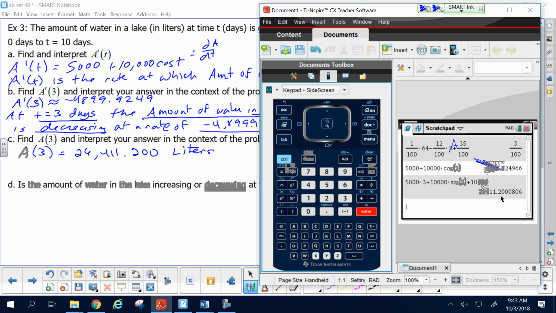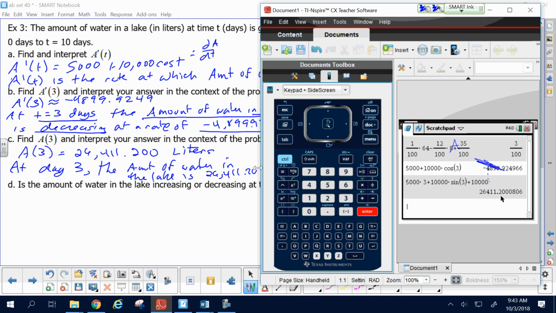Interpret your answer. What does it mean? First, refer to the time. At day 3, or on day 3, whatever you like. At day 3, or time equal 3 days, the what? The amount of water in the lake is 26,411.200 liters. A gives the amount of water.